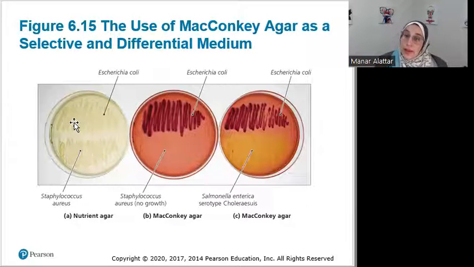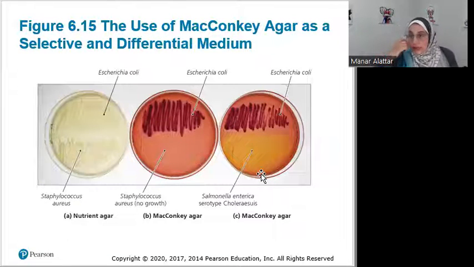And so in that way, we're selecting for organisms that are gram-negative. They're the only ones that will grow. We'll select out gram-positives. And we're looking for the differential characteristic of different organisms, whether or not they can ferment lactose, in this case, E. coli can, or not ferment lactose, in this case, Salmonella can't, okay?